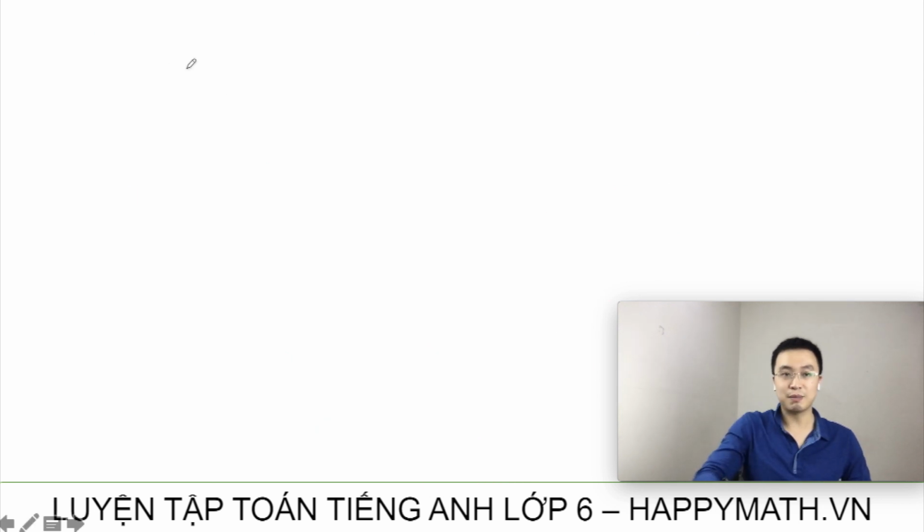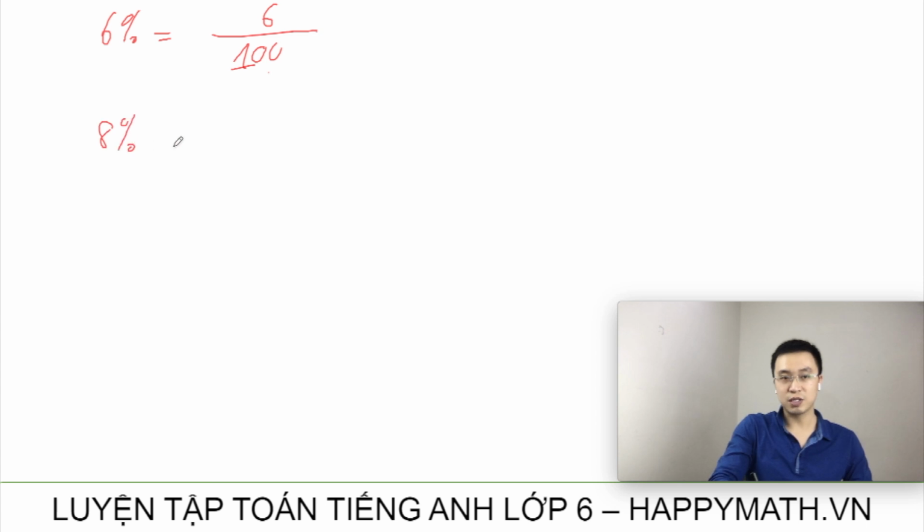For example, I have 6%. It means 6 divided by 100. I have 8%. It means 8 divided by 100. And of course, this one is a fraction form.